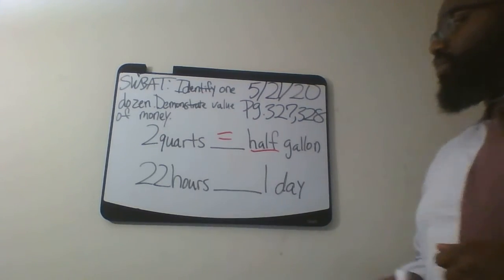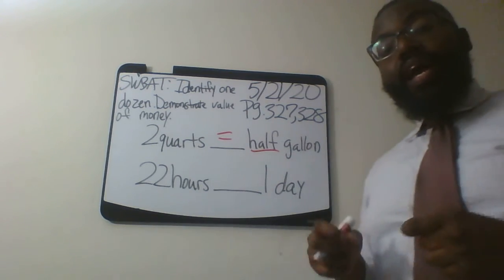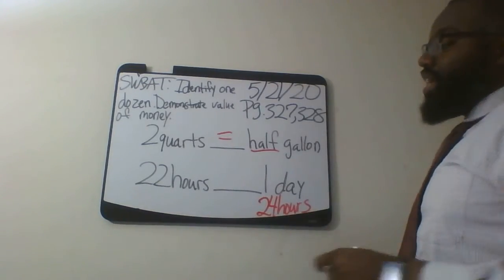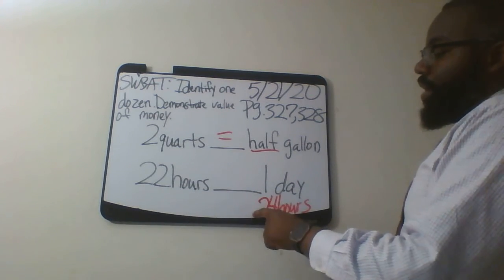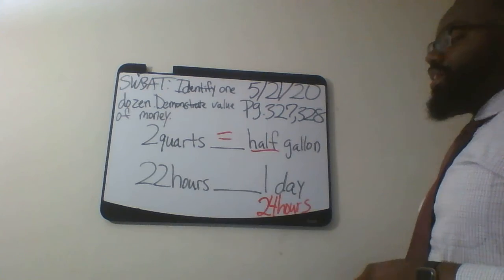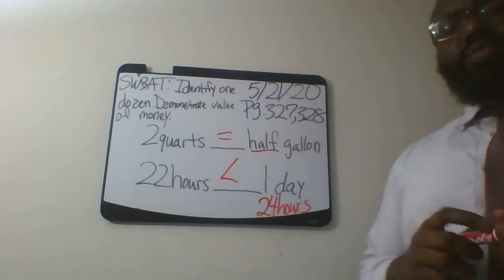Let's focus on this one. We have 22 hours and one day. First, you have to figure out how many hours are in one day. There are 24 hours in one day. Now it's easier to decide, is 22 hours greater than, less than, or equal to 24 hours? It's less than. So you write the less than sign. Let's work on another example.